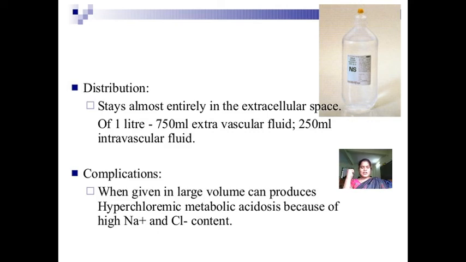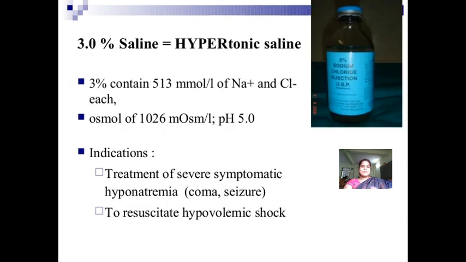Complications: when given in large amounts, it may cause hyperchloremic metabolic acidosis because of its high sodium and chloride content. Because of the high chloride, the chances of hyperchloremic metabolic acidosis will be more. Next, 3% saline, that is a hypertonic saline, containing 513 millimoles each of sodium and chloride, with an osmolarity of 1026 milliosmol per liter and a pH of 5.